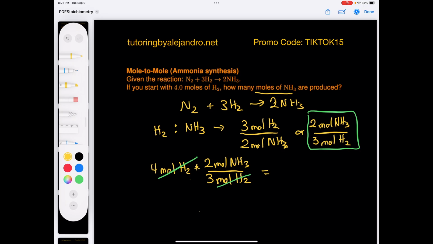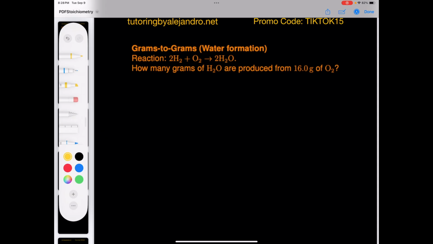Now you can just use your calculator and calculate 4 times 2 is 8, divided by 3. That gives you 2.67 moles of NH3. So if you start with 4 moles of hydrogen, you will produce 2.67 moles of NH3. Okay, let's move on to the next exercise. Now we have the reaction 2H2 plus O2 produces 2H2O.